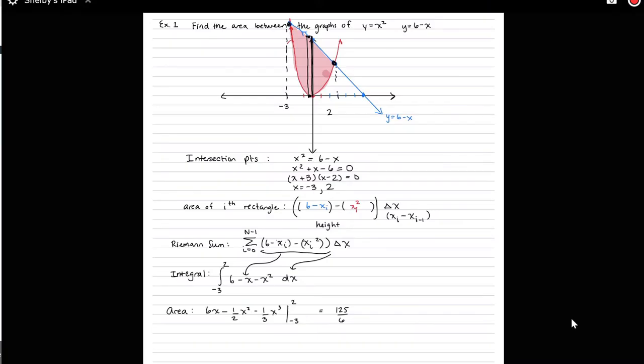Here's our problem as a whole, and we can see all the different components. Many people will ask, yes, I could easily ask you for all three of these: the Riemann sum, the integral, and the area. So be prepared.